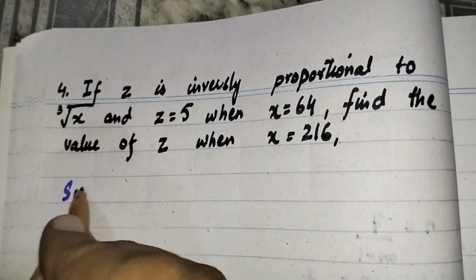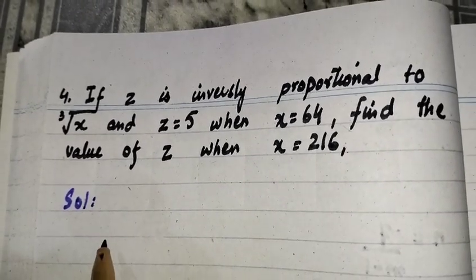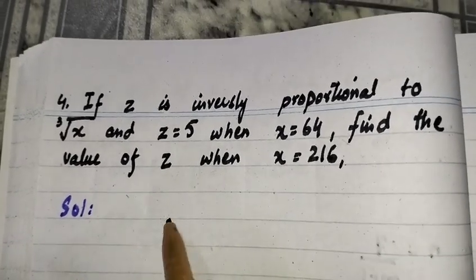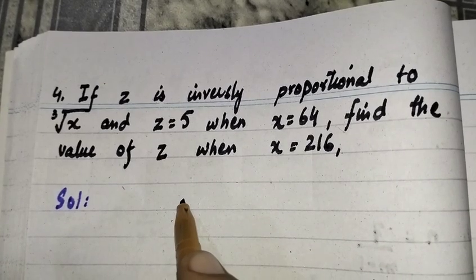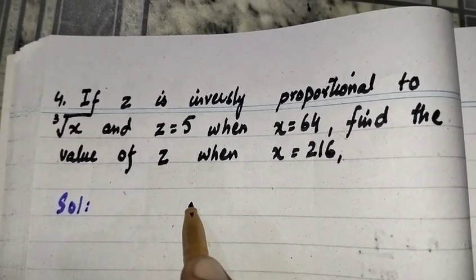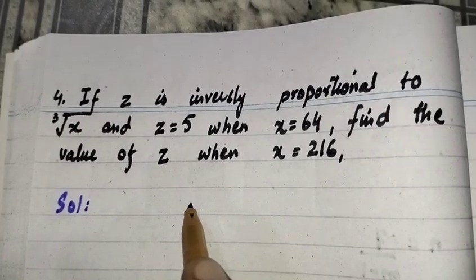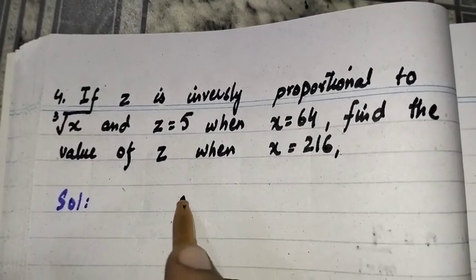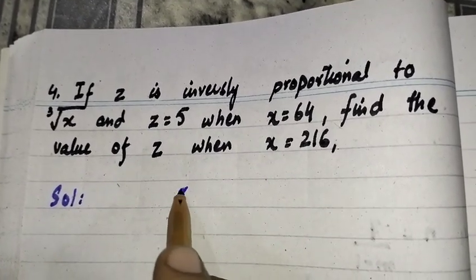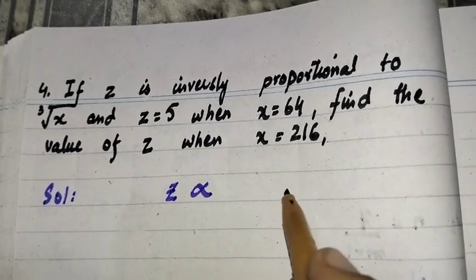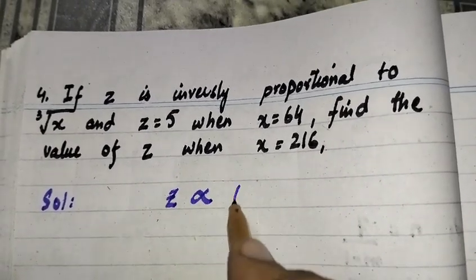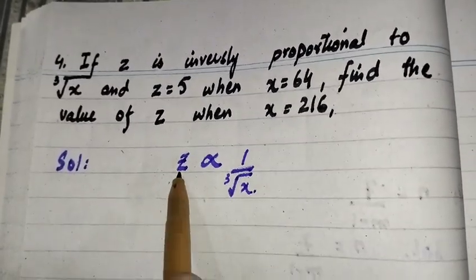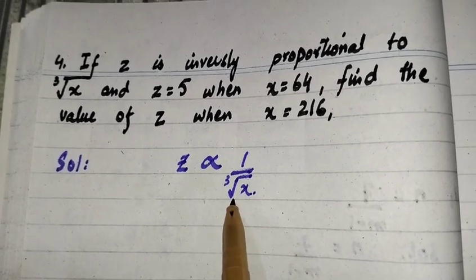So starting question number 4, in this question they are saying that the variable z is inversely proportional to the cube root of x. As we already studied in the last exercise, whenever two variables are inversely proportional, the second variable is written as 1 upon, in the denominator. So z is proportional to 1 upon the cube root of x.